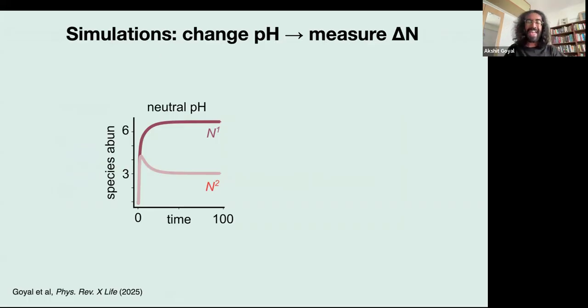You can also do that in experiments. So the idea here is the following. You can start off, for instance, at a community at steady state at some neutral pH. Right, so if you simulate these dynamics with two species, N1 and N2, you'll find that their species abundance settled to some steady state.